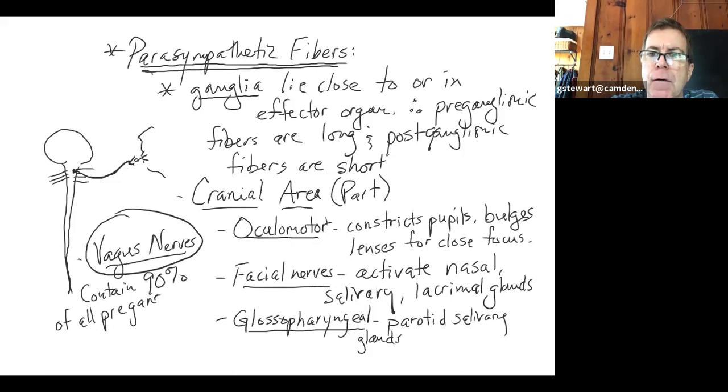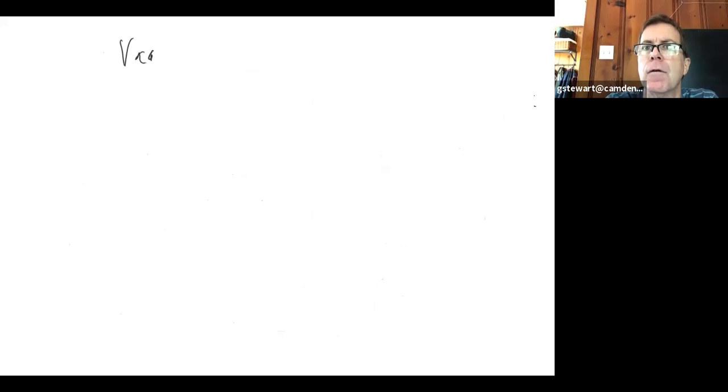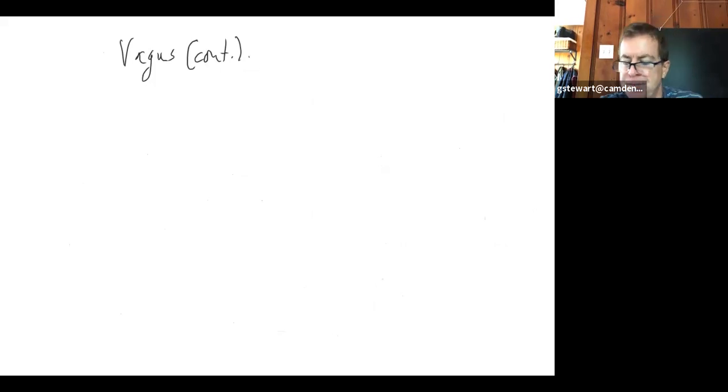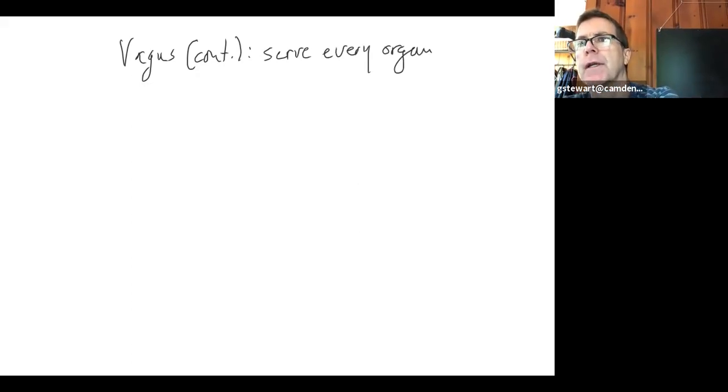I'm going to run out of space here, so I am going to have to go on. So let me lay over this. I'm just going to continue with vagus. All right, vagus continued. These nerves serve just about every organ in the visceral area. So every organ in both the chest, the thoracic, and abdominal cavities.